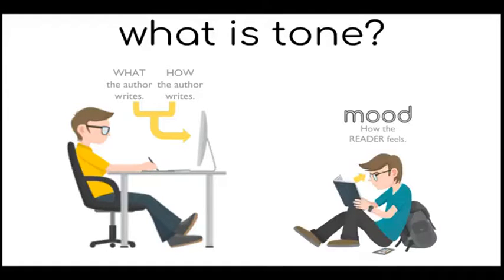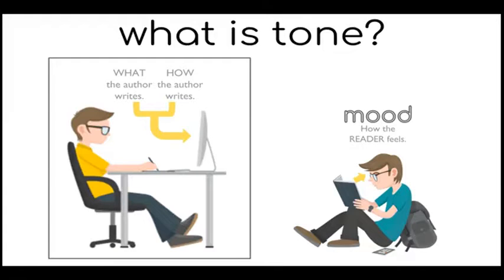Mood is how the reader reacts or how the reader feels when they're reading a piece of text, whether it's a paragraph or a poem or an entire story. But for now, we're really focusing on the things that the author actually puts into the writing, or how the author structures what he or she is writing in order to convey an idea of how the author feels or how the author wants the reader to feel.